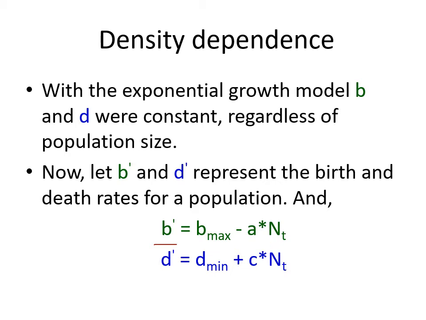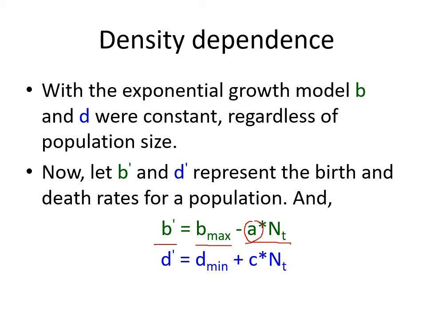And that birth rate is the maximum birth rate that a species can achieve in a particular environment minus A times N. And so what this is basically, as N increases, you're going to have a proportional decrease in the birth rate of the population. And the rate of that decline is going to be determined by this parameter A.